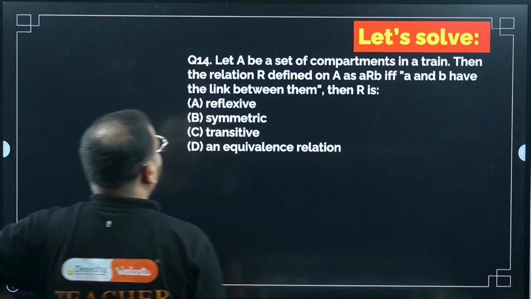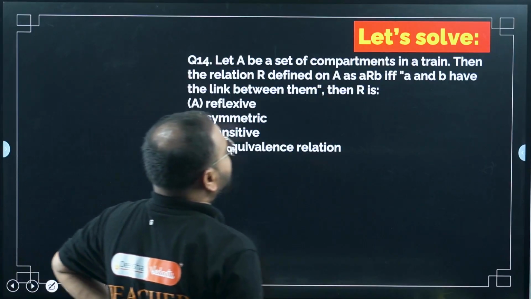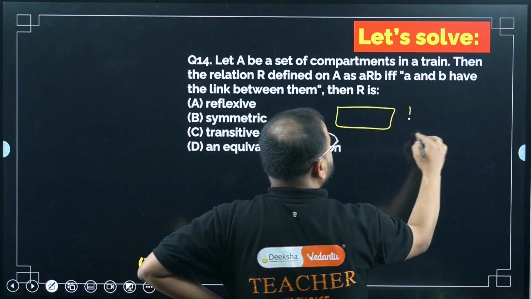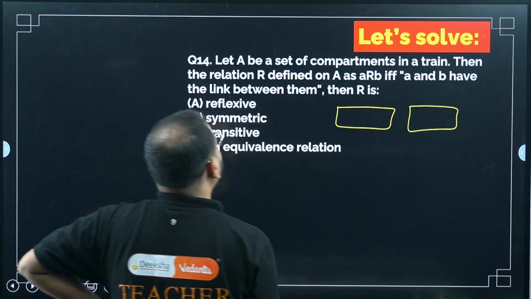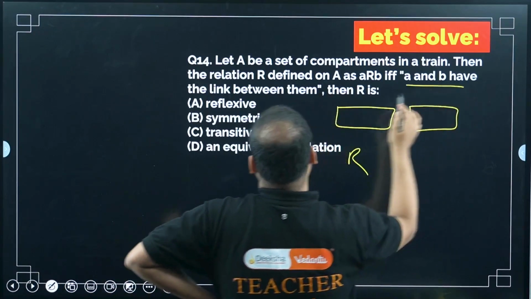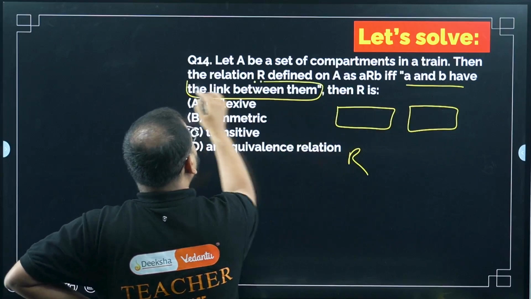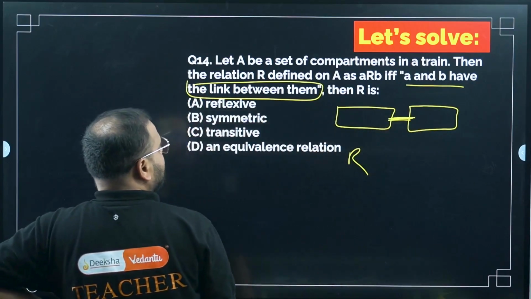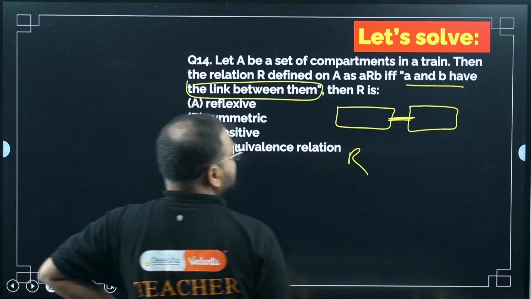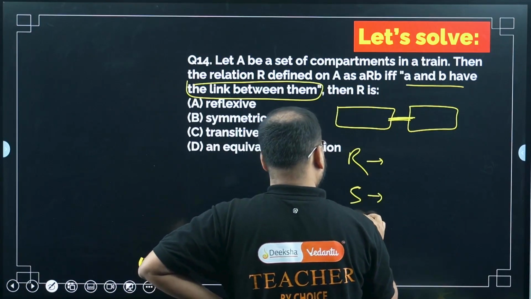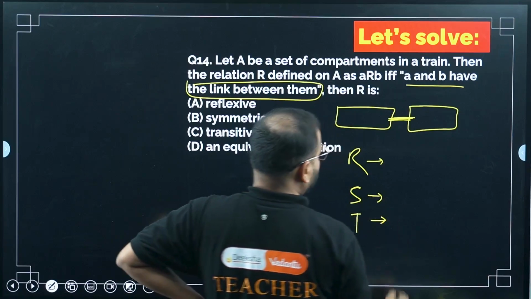14. Let A be the set of compartments in a train. The bogies, compartments like this. Then the relation R is defined as A and B have a link between them, meaning the link which is joining the two compartments. Check whether it is reflexive, symmetric, transitive.